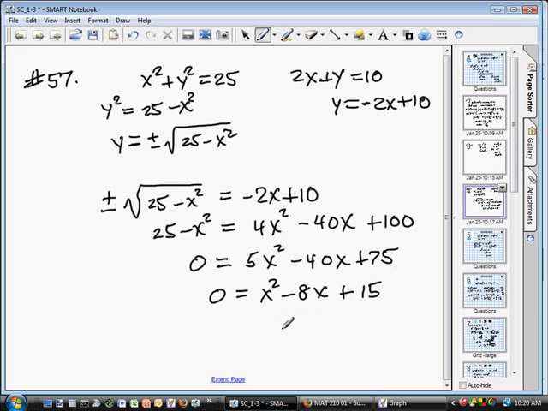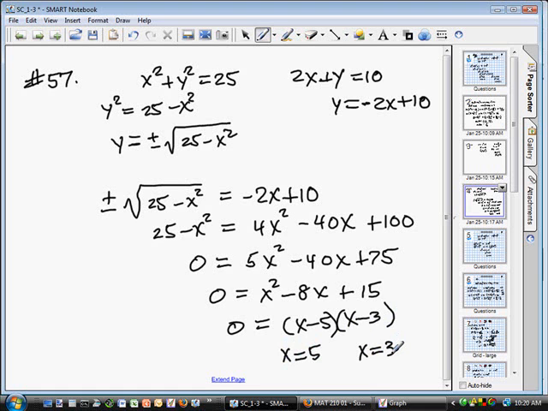Doesn't look too factorable, does it? Oh, 5 and 3, yeah. What am I thinking? Okay, now we've got the two values of x. X minus 5 equals 0, so x equals 5. X minus 3 equals 0.